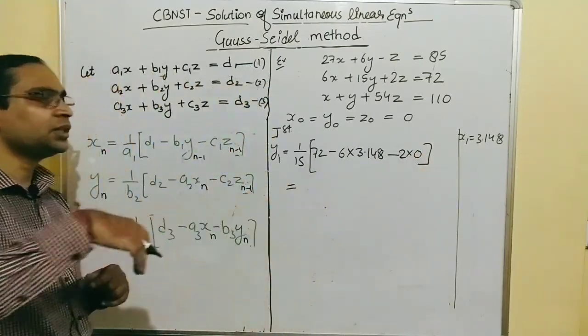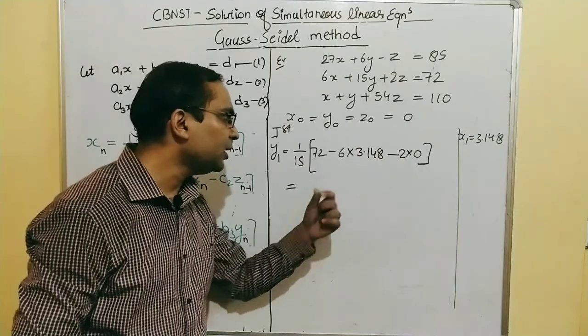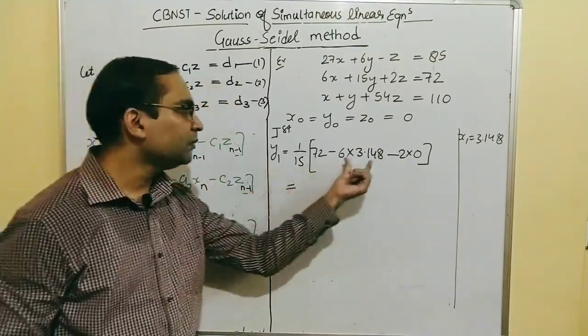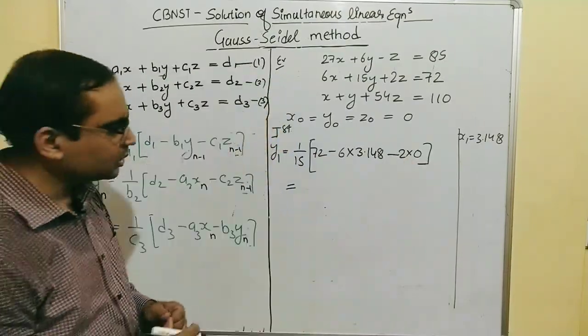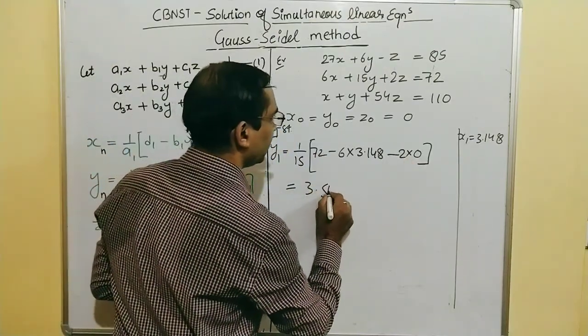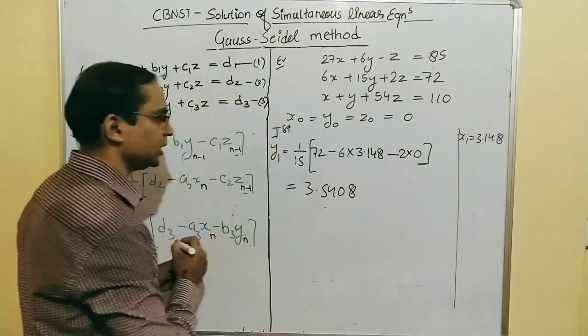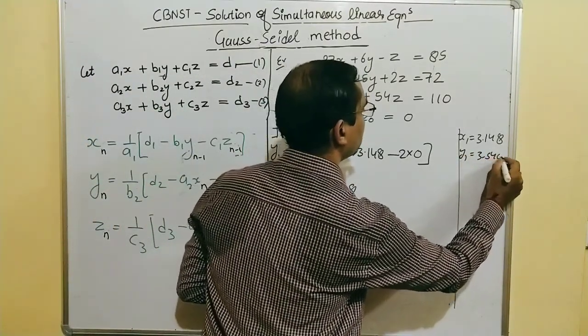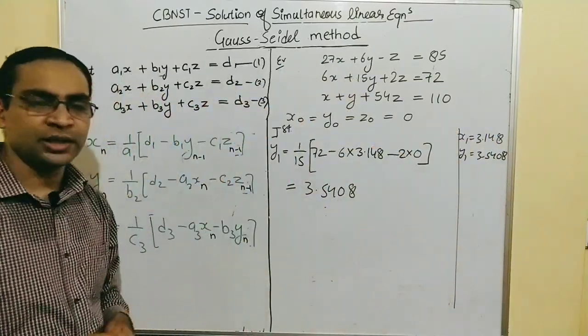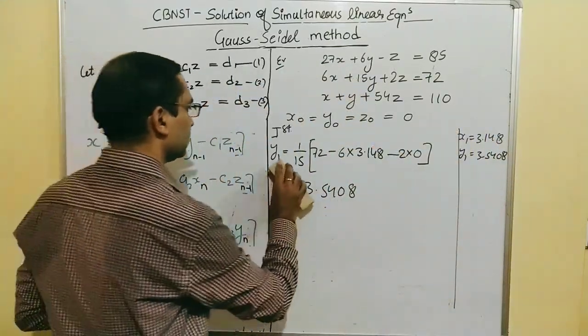So the value of this y1, just to remind that for calculating y1 we have used x1 and we have used z0. This is 3.5408. So this is y1. Let me save it, 3.5408. Right, now we will calculate z1.